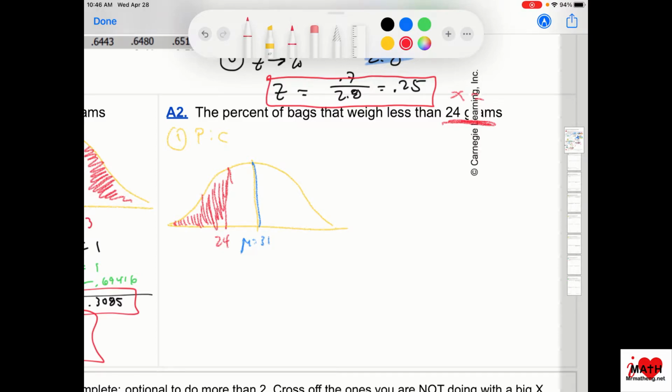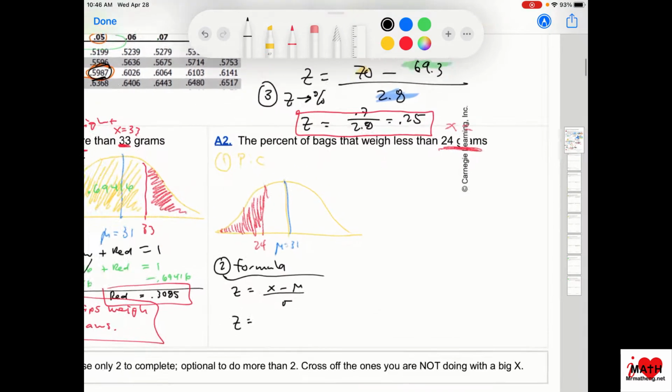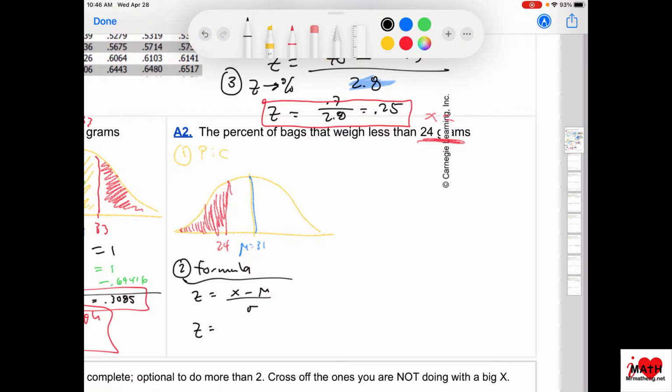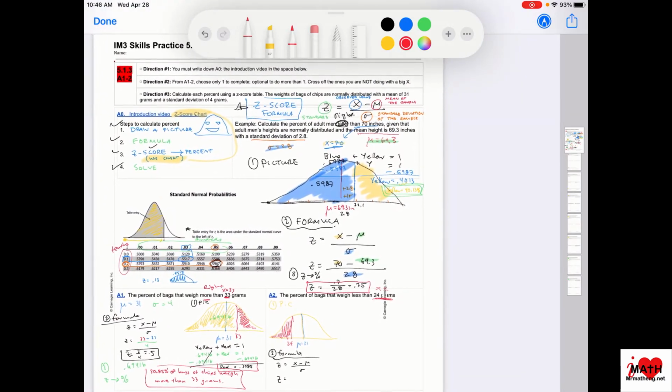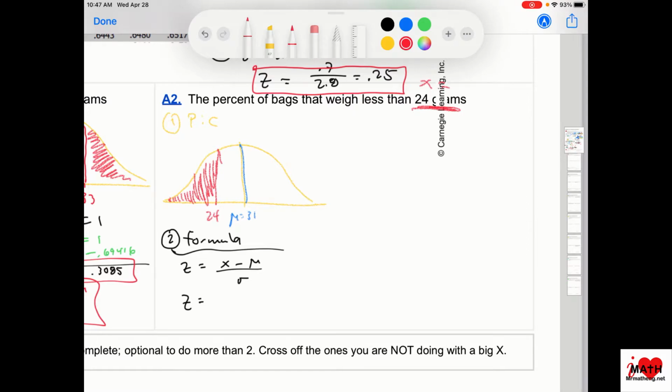Okay. Step 2, we're going to use our formula. And that is z equals x minus the mean over the standard deviation, where our mean, our expected, or the, what did we call this thing? Observed value is x, which is 24, and the mean is 31. And then the standard deviation is 4, right? We're basically using 31 and 4 for the whole problem. So this will give us a z-score of negative 1.75.